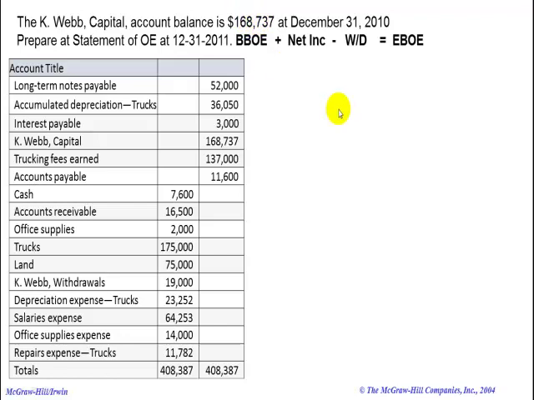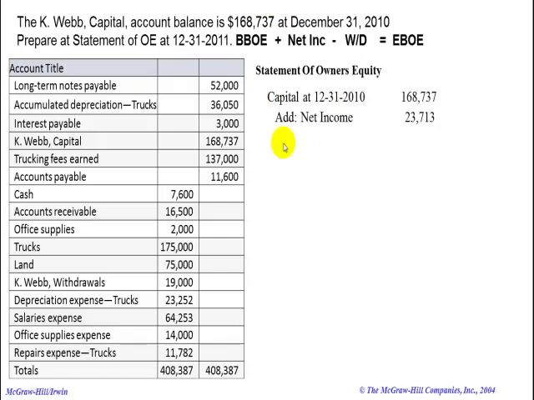So if it's for the whole year, then this is the beginning number for the owner's equity. So let's start off by capital at 12/31/2010 was 168,737. We got that number from above. Then we want to add net income, and this net income figure is something you've done in the past slide, which was put together all the revenues, like truck fees, and subtract out all the expenses, and all the expenses would be things like depreciation expense, salary expense, office supplies expense, and repairs expense. All those expenses would be subtracted from the revenues to come up with a net income of 23,713. This gives you a subtotal of 192,450.